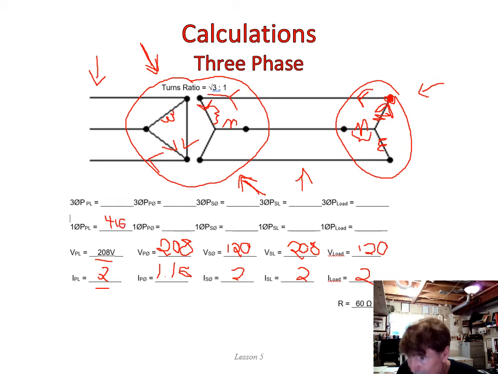Now at this point, I encourage everybody to please not stop the video and think you've learned everything there is to learn. Please bear with me, because let's try this again. Within the primary phase, we have 208 volts times 1.15 amps. Sorry, let me try that again: 208 times 1.15 amps is 239.2.